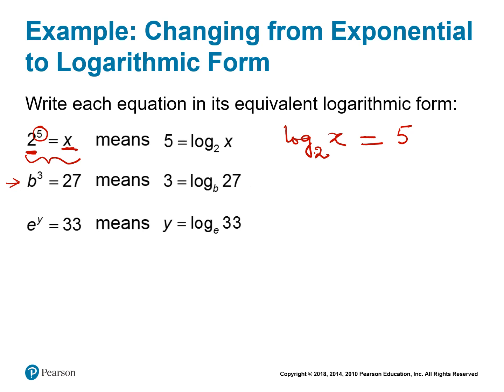It's b cubed equals 27. So again, start with log and then put the base of the exponent as a subscript of log, in this case b, and then the evaluated value from the exponential is 27, so I'm going to put 27, then the equal sign followed by the exponent, which in this case is a 3. The last one is e raised to the power y equals 33.